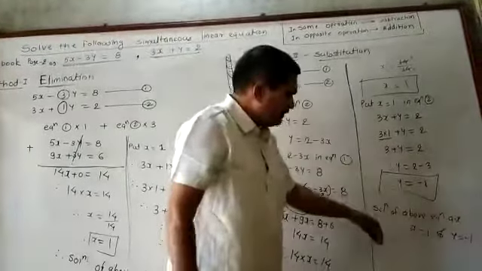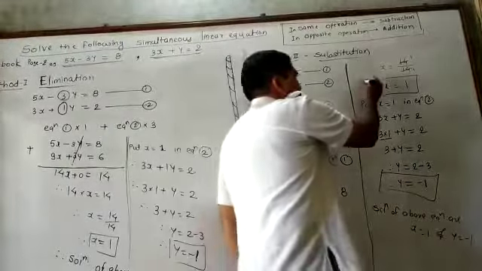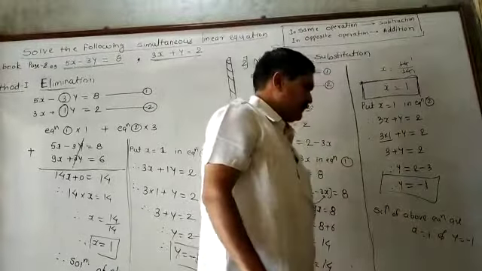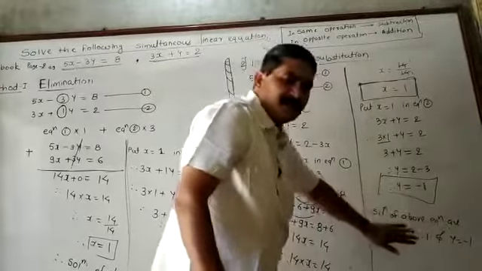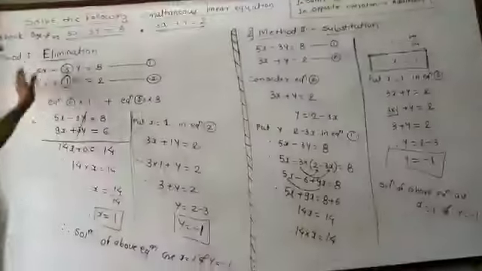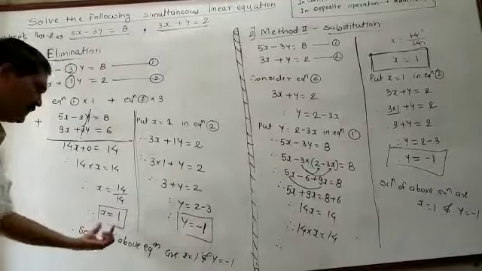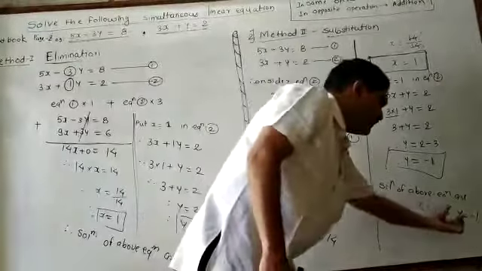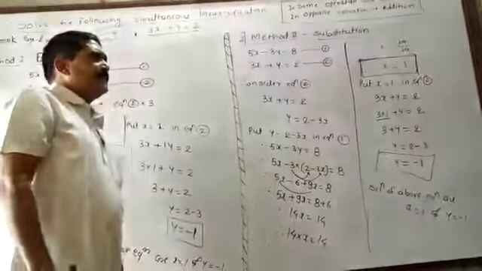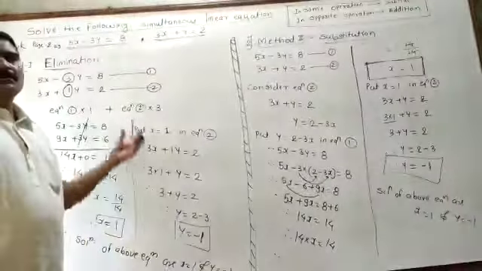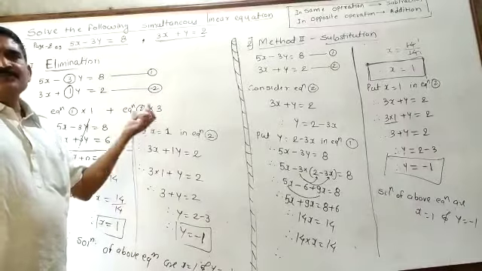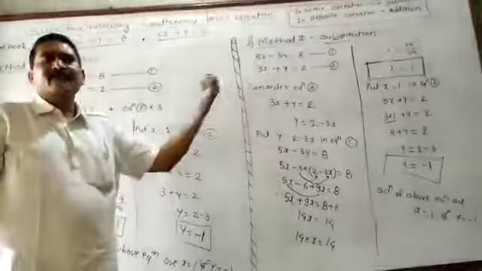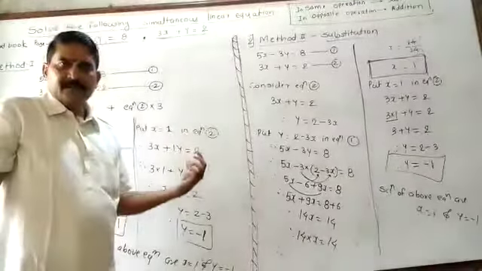In the same manner, we get the solution: x is equal to plus 1 and y is equal to minus 1. In the same way, by both methods the answer will come the same. Here x is equal to 1 and y is equal to minus 1, and here also x is equal to 1 and y is equal to minus 1. In this way, you have to solve by both methods. You will solve the example by elimination and also by substitution, and your answer will come the same. You have to write all these things.